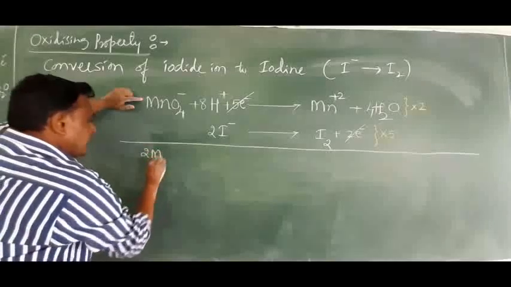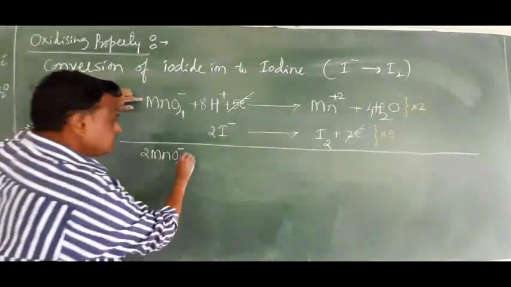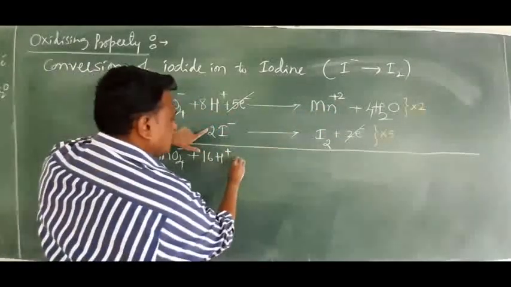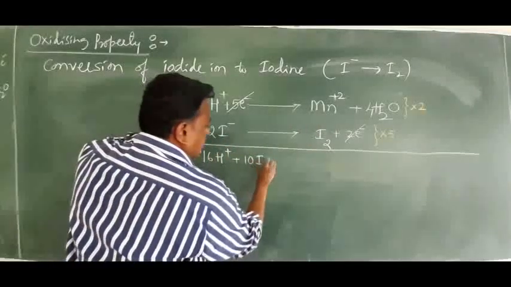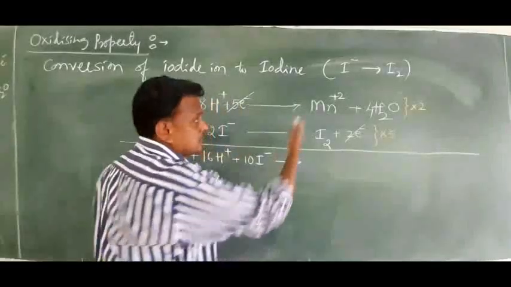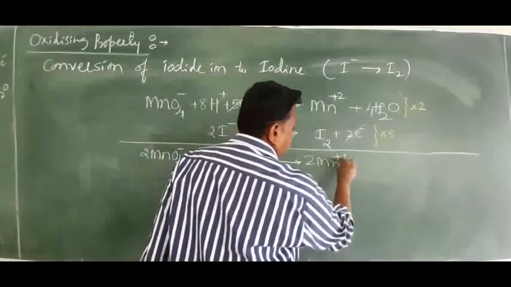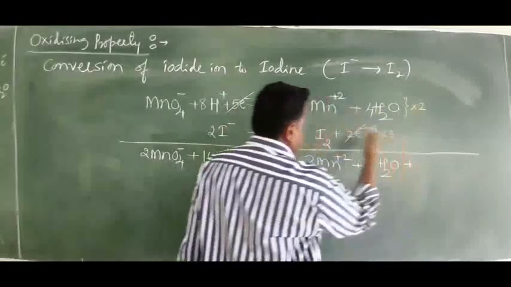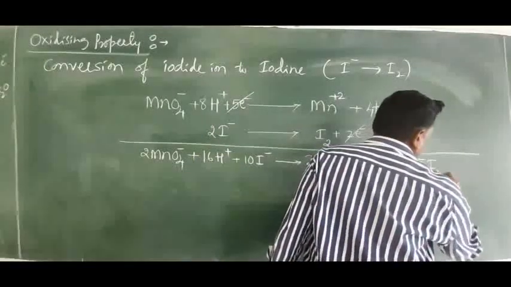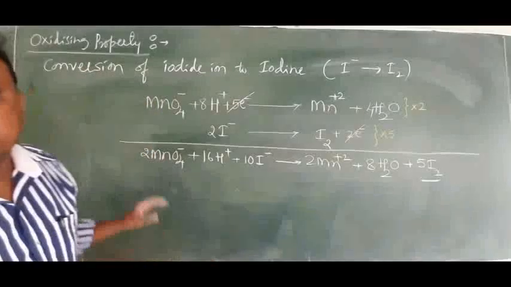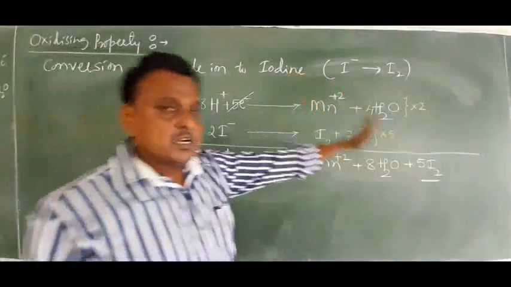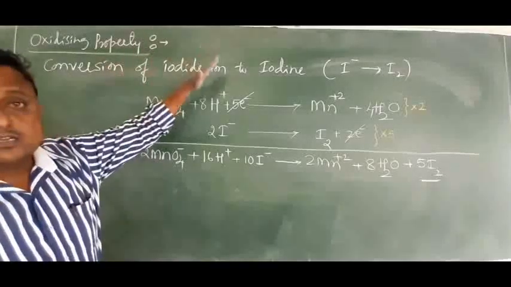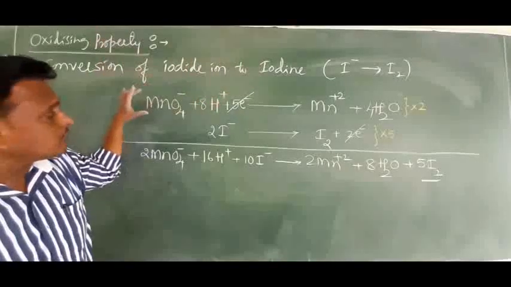This is 2 MnO4 minus plus 8 twos are 16 hydrogen ions. Now this is multiplied by 5, so 5 twos are 10 I minus. Now this is multiplied by 2, giving 2 Mn plus 2, plus 4 twos are 8 H2O, plus 5 multiplied, this is 5 I2. This is how iodine is easily prepared. This is the first example, the conversion of iodide ion to iodine, showing the oxidizing property of permanganate.